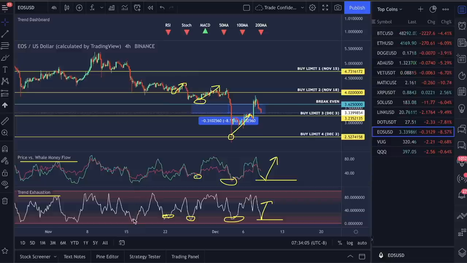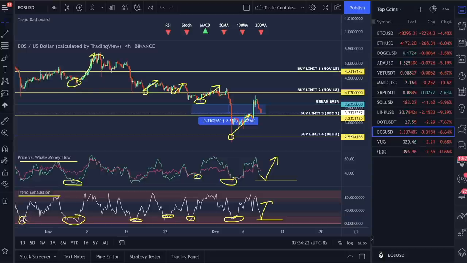Now, I'm not looking for this to be like, okay, we hit the bottom, we immediately shoot up. But a lot of times that's actually what's happening, we're not staying at these lower levels. We are actually saying, hey, the whale money flow is low. The trend exhaustion is low. Prices are dipping out. Watch for the pump. And we get the pumps.